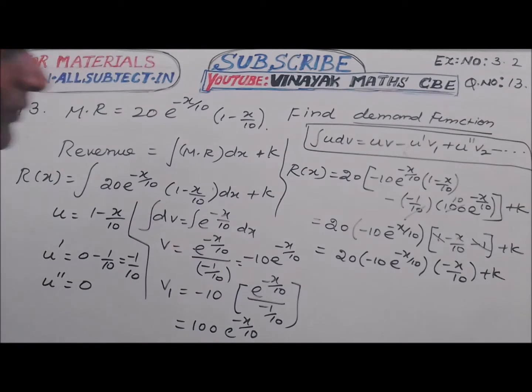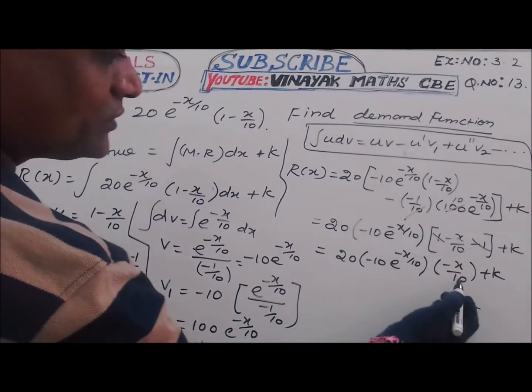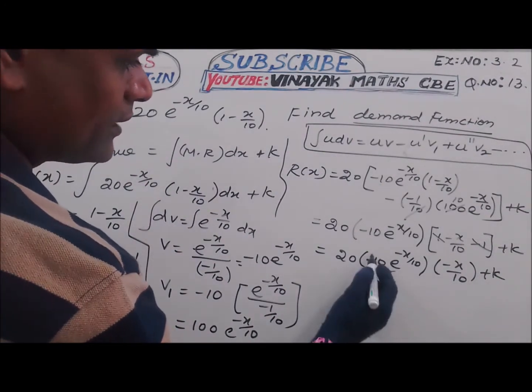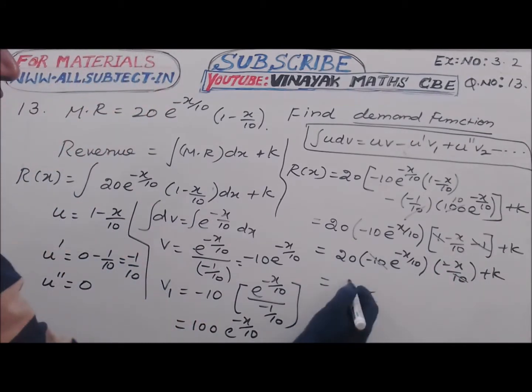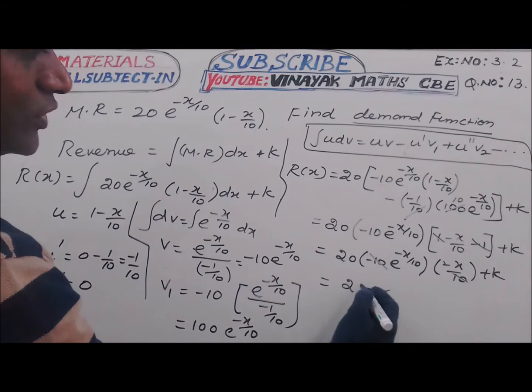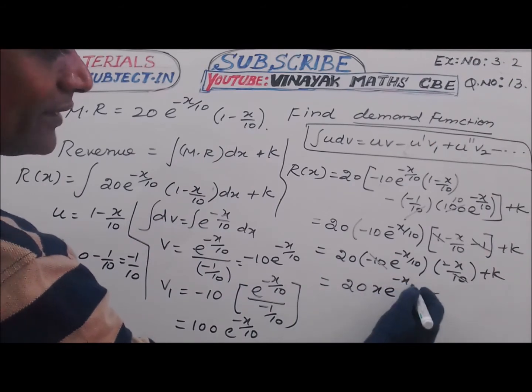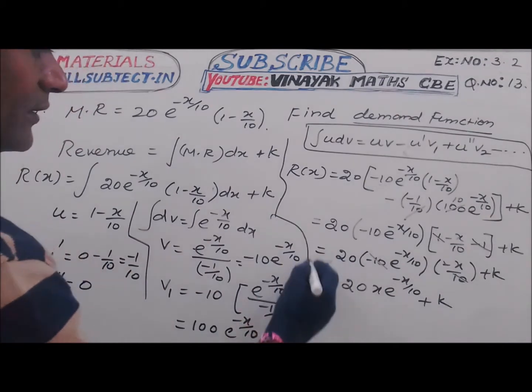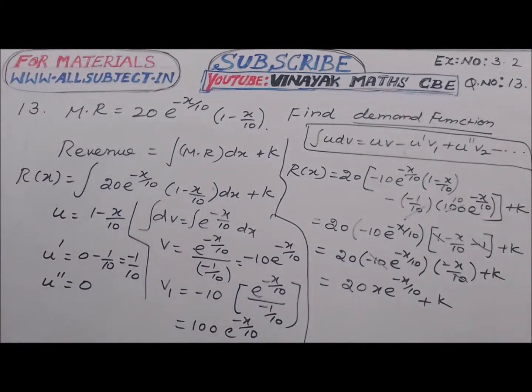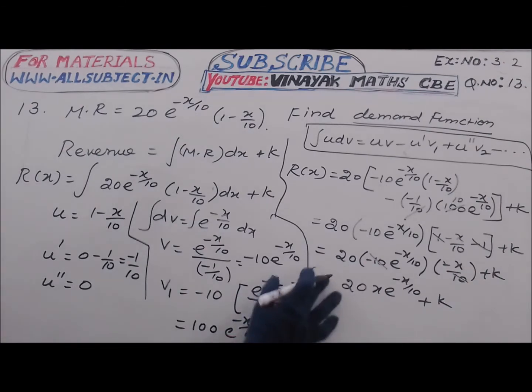Again we can cancel the minus 10 and minus 10, and it will be 20 x into e power minus x by 10 plus constant of integration k. This is the revenue function r. So now we need the demand function, and also we have this revenue r.